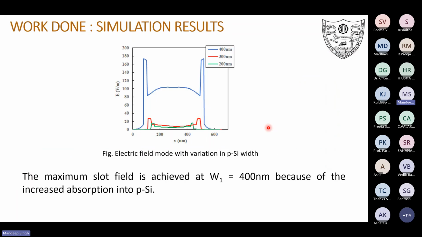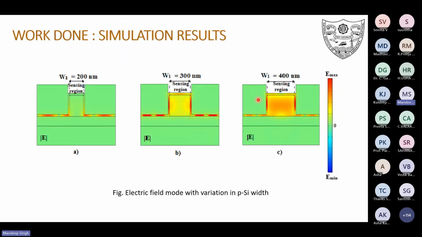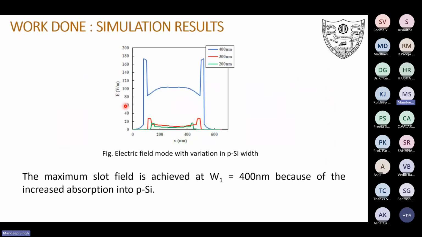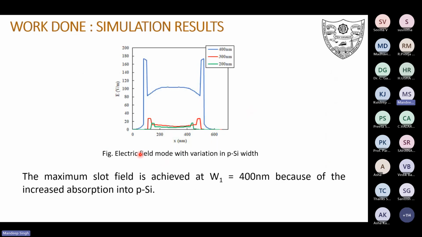And also we have seen their strength. So we have taken a horizontal cut across the center. And then this is the same behavior of the electric field, volt per meter, versus the axis. And the maximum strength is with the 400 nanometer. So that we have reported.